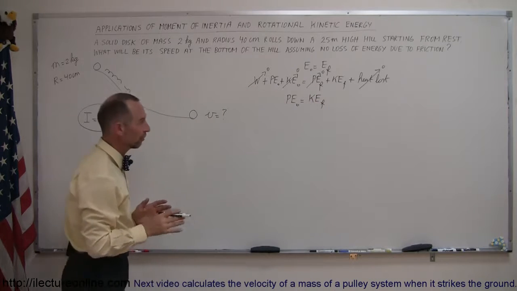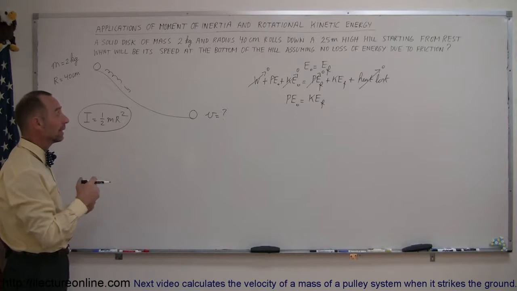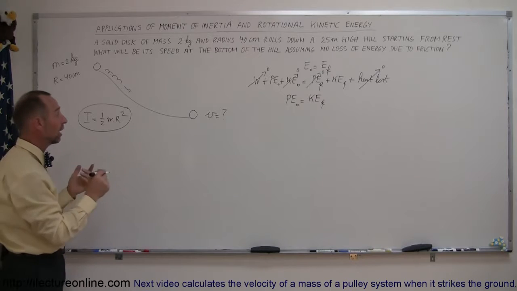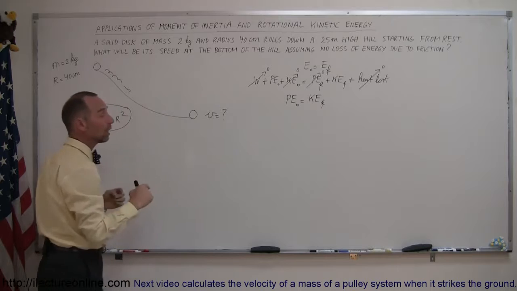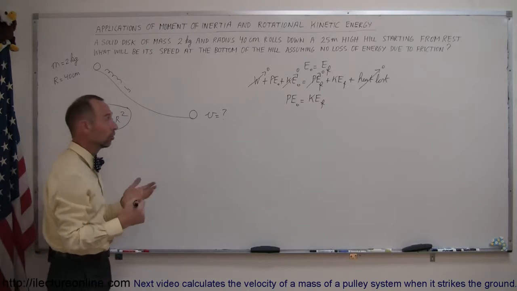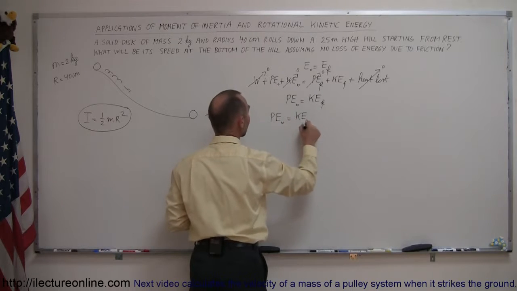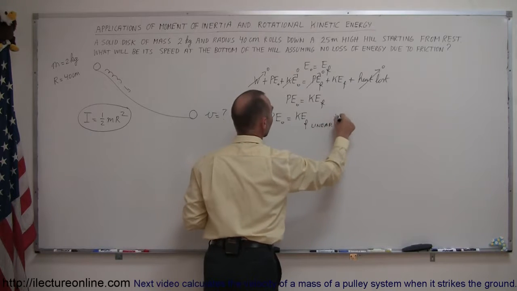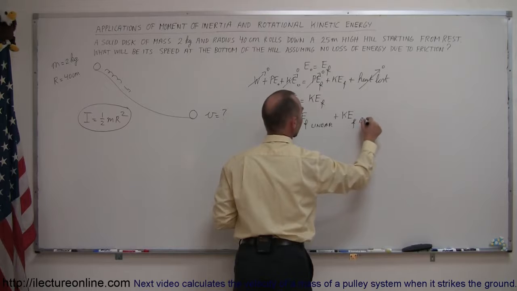But here comes the difference. Kinetic energy can come in various ways. It can come in linear translational motion, and it can also come from rotational motion. In this case, the disk will have translational or linear motion. It will also have rotational motion. So we can now write this equation as potential energy initial will be equal to kinetic energy final linear plus kinetic energy final rotational.